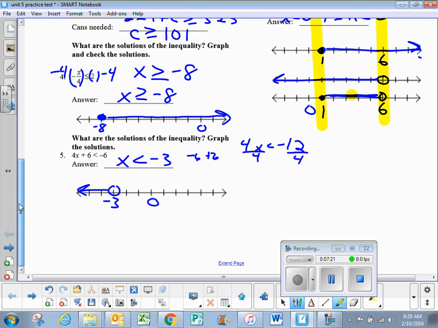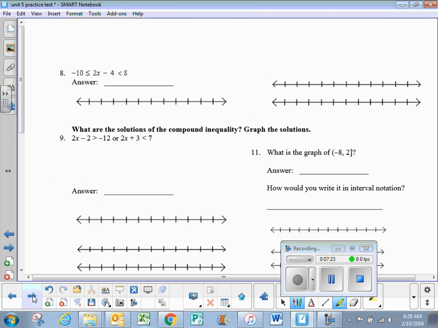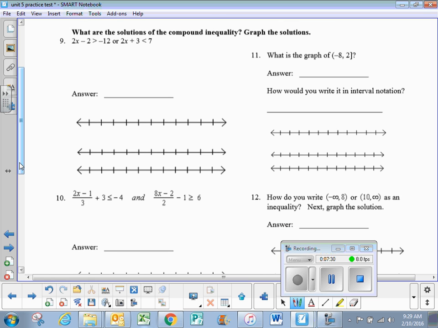All right, number 8. Next page. Okay, number 8. We did not do number 8 because it's just like 7, so that was a skipper. We're going to skip that one.